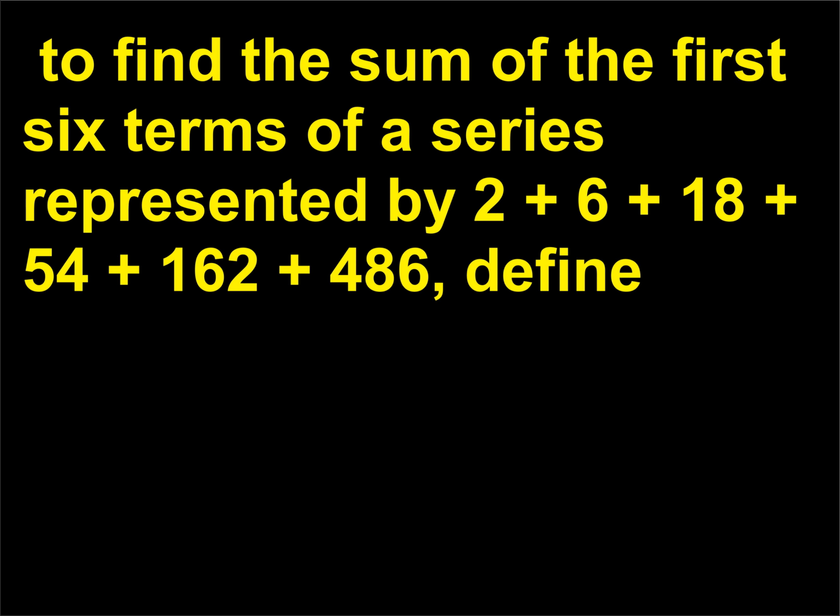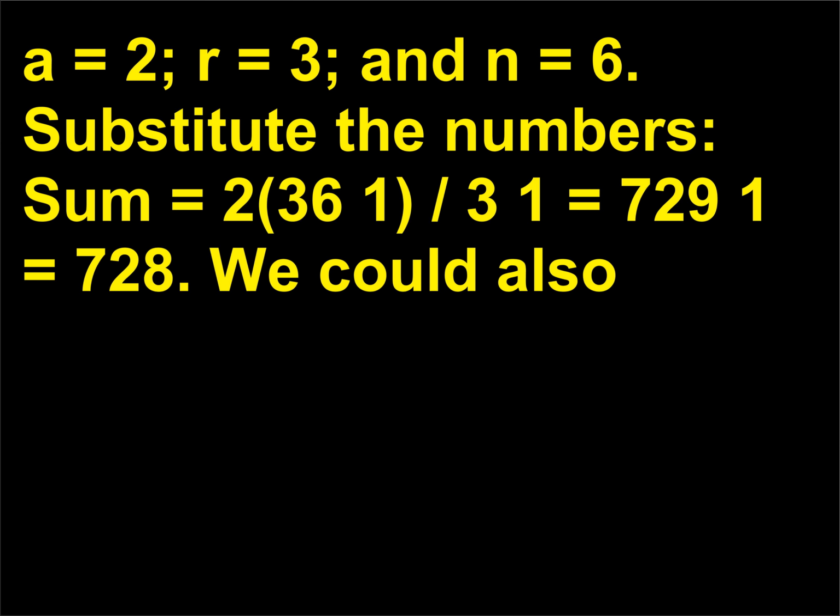to find the sum of the first six terms of a series represented by 2 plus 6 plus 18 plus 54 plus 162 plus 486, define a equals 2, r equals 3, and n equals 6. Substitute the numbers: sum equals 2(3^6 - 1)/(3 - 1) equals 2(729 - 1)/2 equals 728.